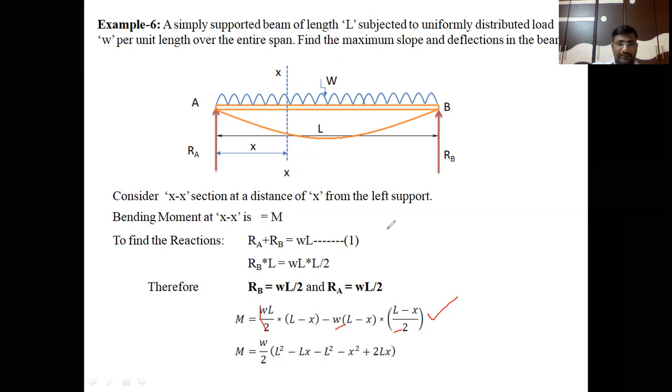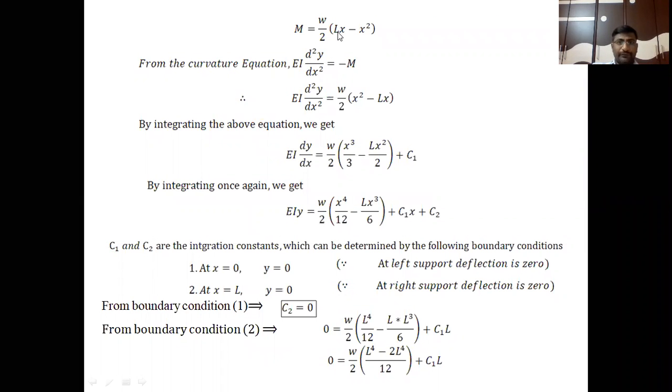After simplifying that expression, we can get this formula. M is equal to W by 2 into L square minus LX plus minus L square minus X square plus 2LX. From this, L square minus L square is cancelled. Next, we have 2LX minus LX is LX, plus LX minus X square. So W by 2 into LX minus X square is the final equation after simplifying. This is the bending moment about XX.